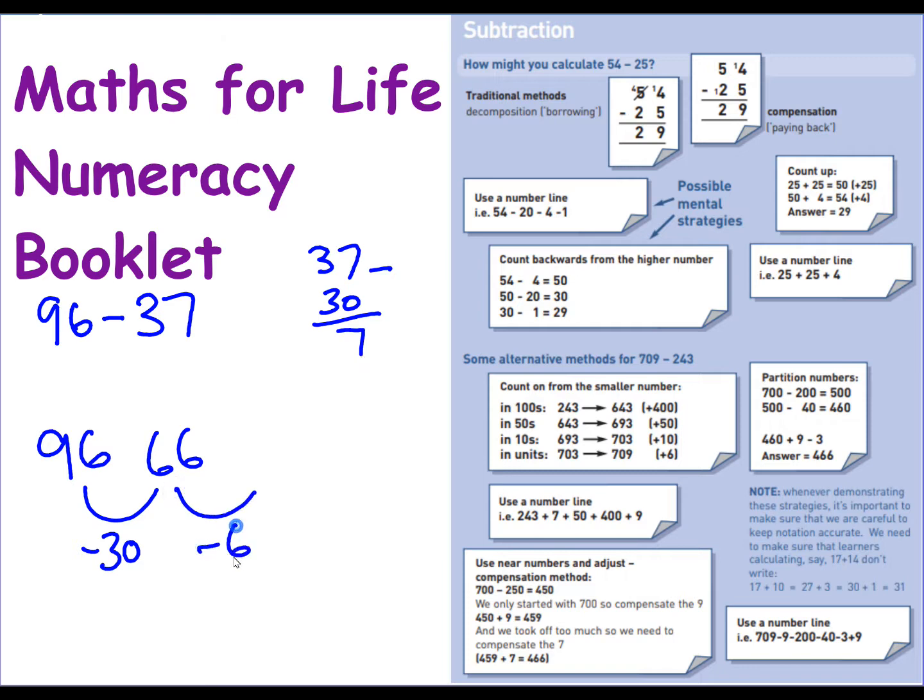Now if we take away 6, it takes us to a nice round number of 60. So if we take 6 away from 7, it leaves one that we need to take away. So take away that last one and we end up with 59. So 96 minus the 37 leaves 59. Have a go at some of the other methods and decide which is the best method for you.